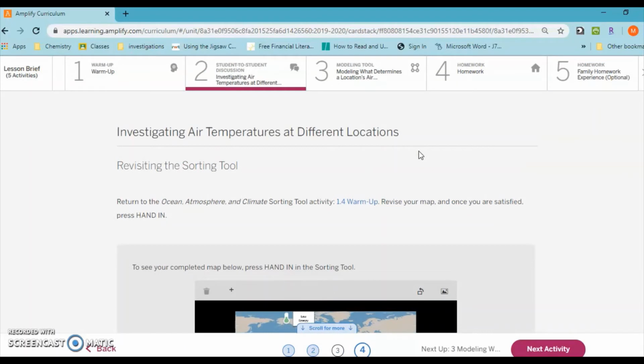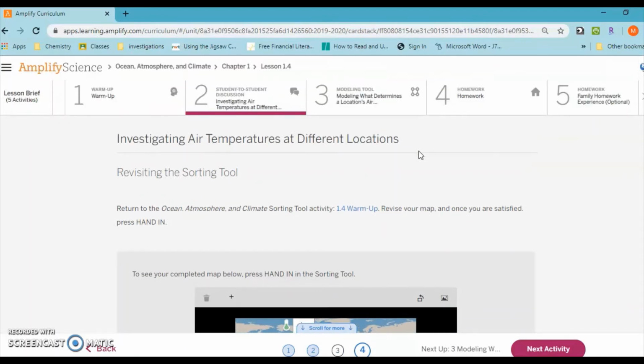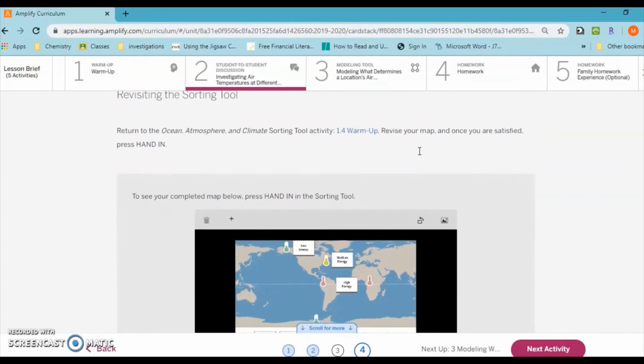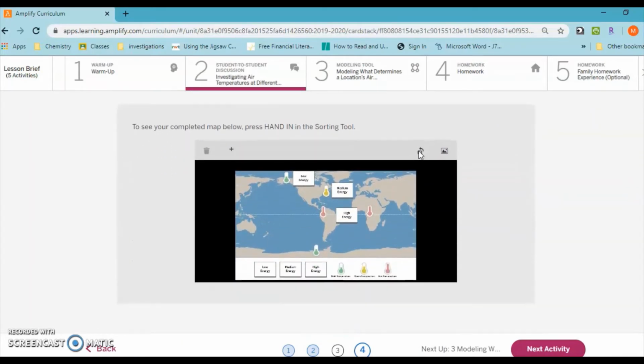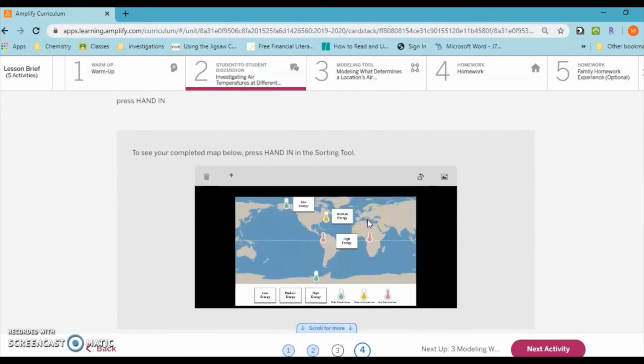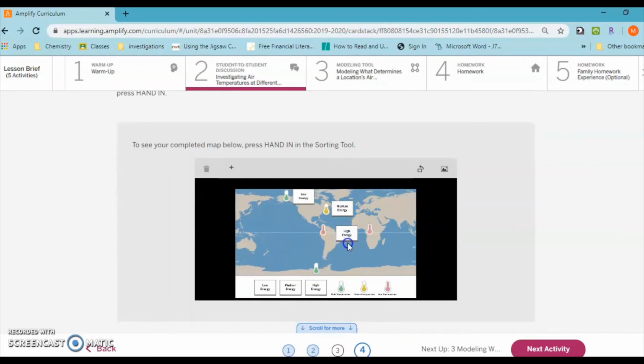And our final piece for part 2 is to investigate air temperature in different locations. So we're revisiting our warm-up. This is a completed map of my warm-up, right? And then you are able to revise your map. So let's say that I changed my mind about something. I can click this plus sign to add an annotation.